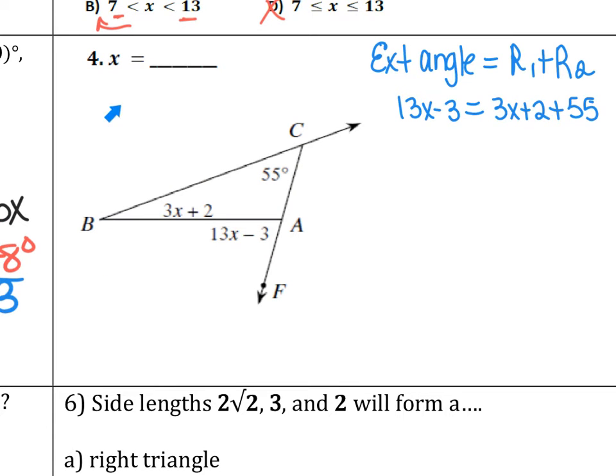For this particular problem, the directions say find X. So we have to look at the picture and see what we're given. We're given two interior angles and an exterior angle. So the theorem that we learned was that the exterior angle is equal to the non-adjacent angles, which I like to call the remote angles because they're far away. And so in this case, the exterior angle is 13x minus 3. The angles that are far away from the exterior angle are 3x plus 2 and 55. We'll do the algebra and see what X is equal to. All right, X is equal to 6.